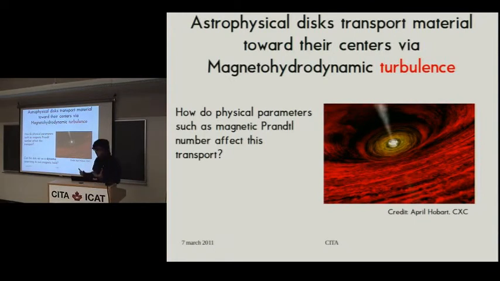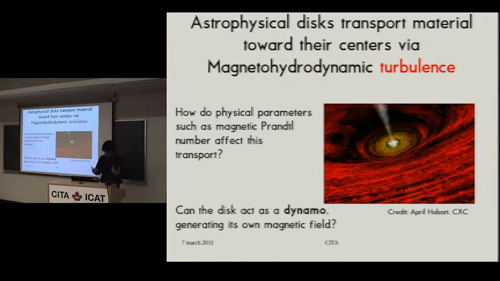And can this disk act as a dynamo? In other words, can it generate its own magnetic field? Does it need to have a magnetic field embedded in it when the disk forms? Will it form a dynamo? And how will that, in turn, affect the turbulence and thus the transport? So these are the basic motivating questions that we're interested in.